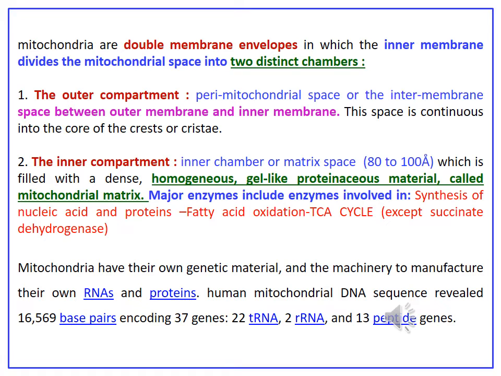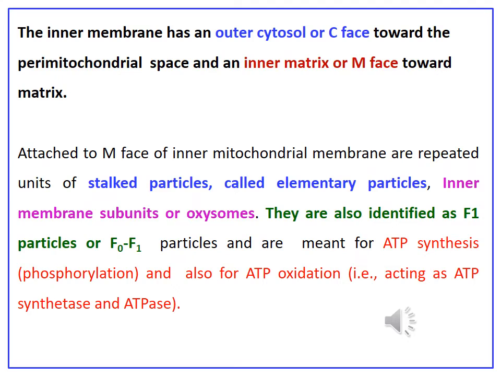A human mitochondrial DNA sequence revealed 16,569 base pairs, encoding 37 genes: 22 tRNA, 2 rRNA and 13 peptide genes. The inner membrane of mitochondria has a C phase and an M phase. The outer cytosolic phase is called the C phase, and the inner matrix phase is called the M phase.